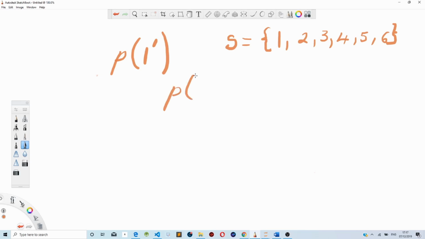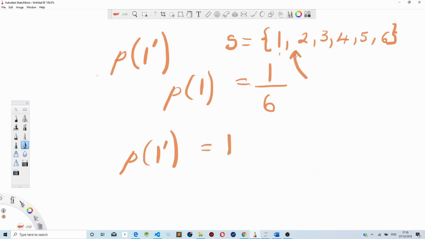So we know that the probability that 1 occurs in this case is equal to 1/6. But what is the probability that the event 1 does not occur? The total probability in the possibility space is 1, so the probability that event 1 does not occur is 1 minus 1/6. The probability that the event 1 does not occur when we throw a dice is 5 over 6. That's what complementary probability means.